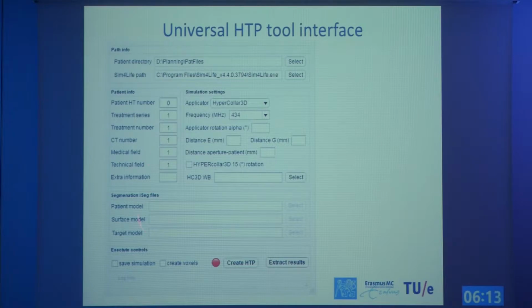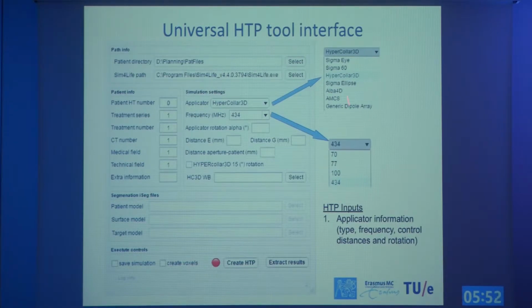To allow easy use in the clinic, we developed the following tool interface. At the beginning, these values are predefined, such as the patient directory and Sim4Life path. Here you can specify the patient number and, for example, a CT number. Here you can select the applicator, so you see it's the same common interface for all applicators. If we are performing Hypercolor 3D, we choose Hypercolor 3D here. The frequency is automatically filled.